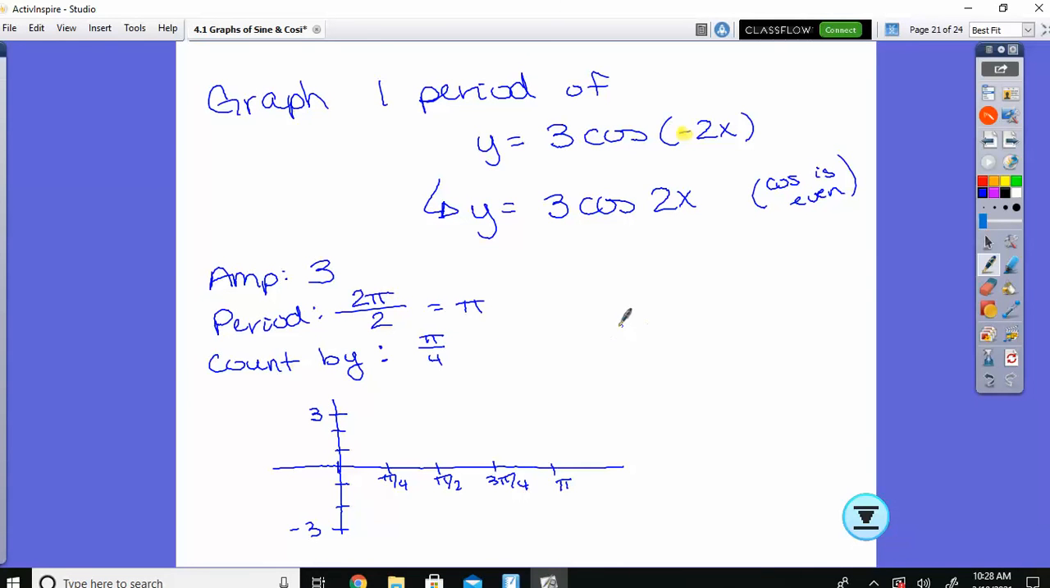When we graph cosine, what does it do? Right, starts at its amplitude. So it'll start at 3, comes down, at pi over 4 you would hit your 0, at pi over 2 you hit your negative 3, back up to 0, and back up to positive 3. And if I ask for a second period, you just keep adding pi over 4 more times. Questions there?